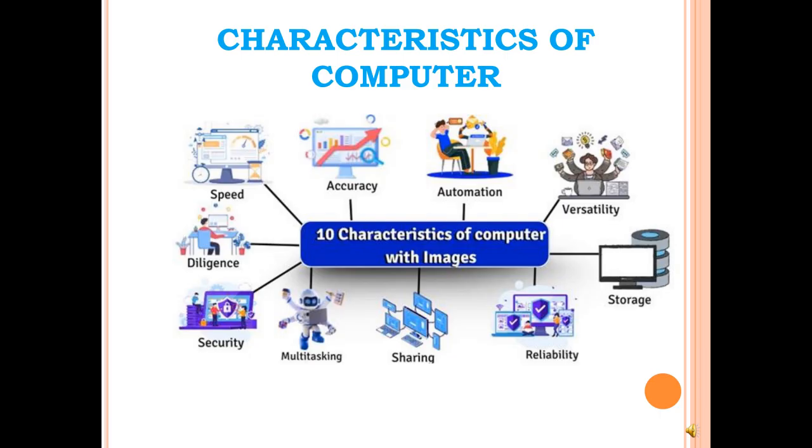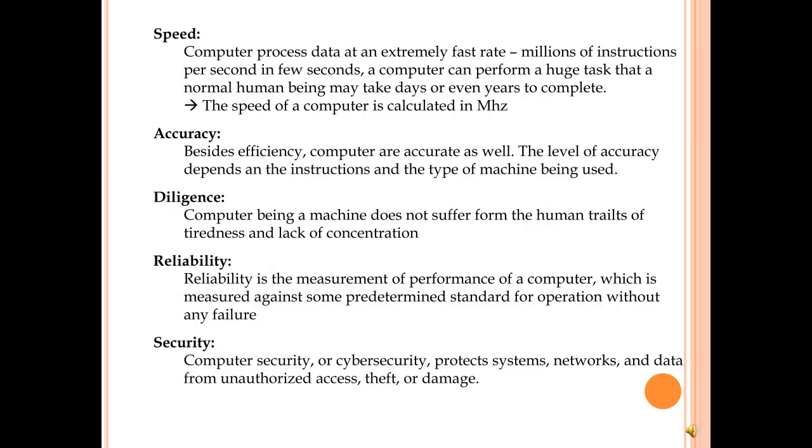So let's discuss a few details related to each and every characteristic of a computer. Now, when we talk about speed, a computer processes data at an extremely fast rate, millions of instructions per second, in a few seconds. A computer can perform a huge task that a normal human being may take days or even years to complete. The speed of a computer is calculated in megahertz.